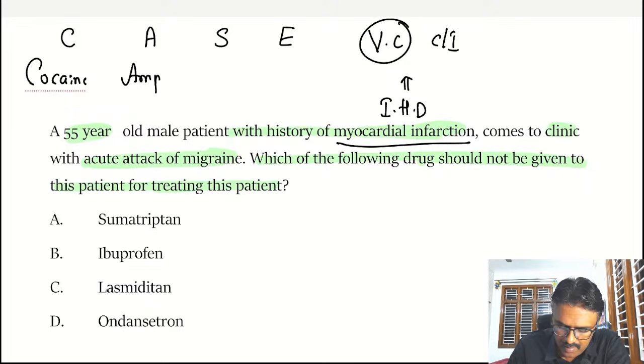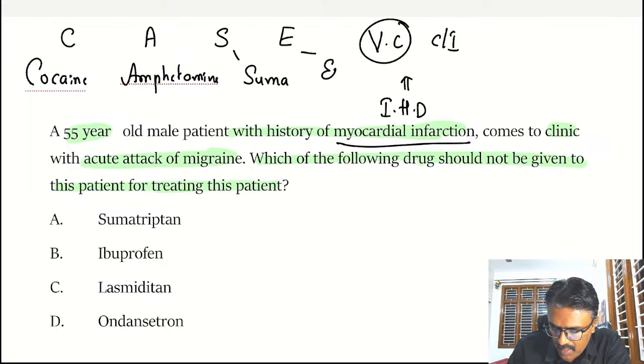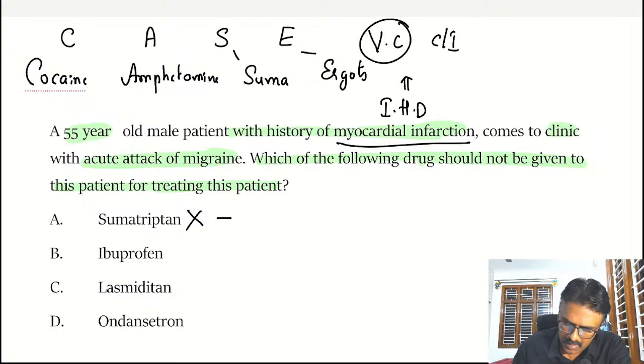Amphetamine, nobody will give, but they may abuse. S for sumatriptan and E for ergots. These drugs should not be given if they have myocardial infarction. So in acute attack of migraine, triptans are the drug of choice, but here we cannot give because the patient is having heart disease. What is the mechanism of sumatriptan?